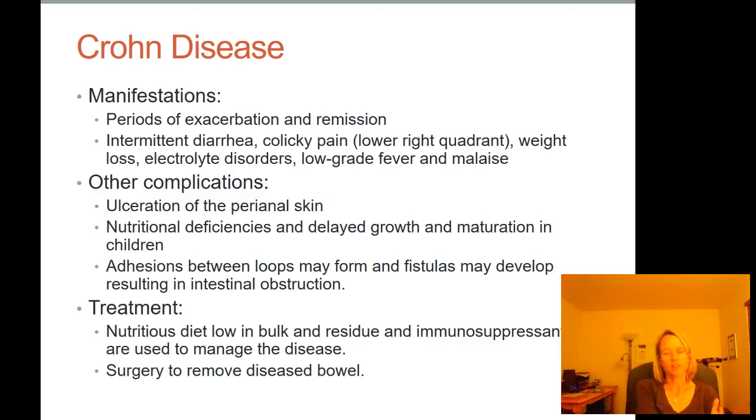Other complications, we can get ulceration of the perianal skin, nutritional deficiencies, delayed growth or malnutrition in children. And we can end up getting adhesions between the loops of intestines, or maybe even fistulas, those abnormal openings between segments of intestine, and this can result in mechanical intestinal obstructions. Treatments aimed at a nutritious diet that's low in bulk and residue, immunosuppressant drugs to suppress the inflammatory response, and potentially surgery to remove diseased bowel.